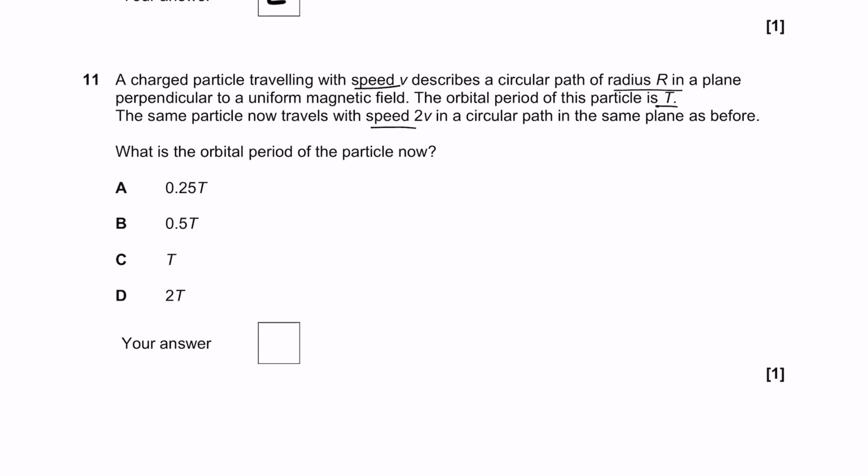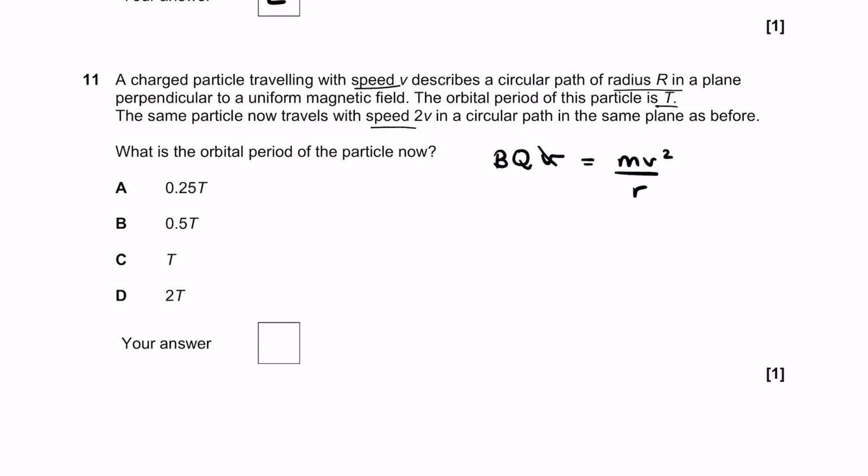What is the orbital period of the particle now? So we have to look at some relationship, whether there is one or not, between the velocity and the time period, because those are the two things in question. What we know is the force experienced by a charged particle in a field is BQV, and that is equal to mv squared over r, as it is centripetal force, it's circular motion.